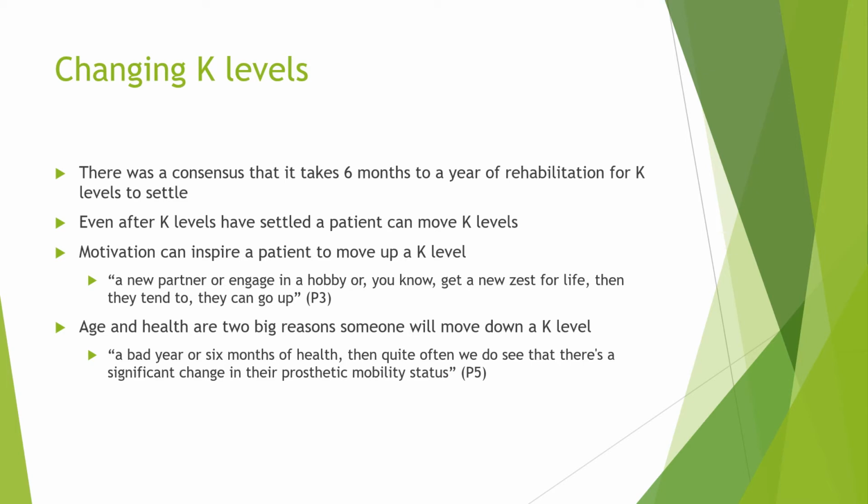When asked about how K levels changed, it was agreed that it takes about 6 months to a year after amputation for K levels to settle. Even with settled K levels, patients can move K levels. Motivation can inspire patients to move up K level, and age and health are 2 big reasons someone might move down a K level.